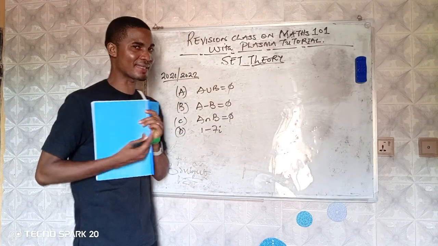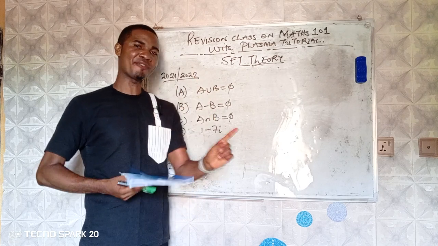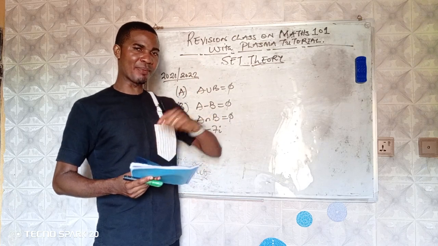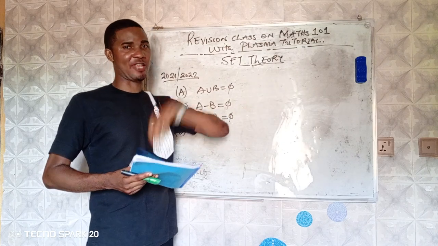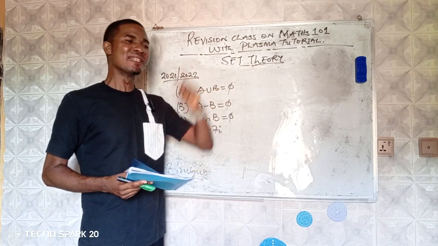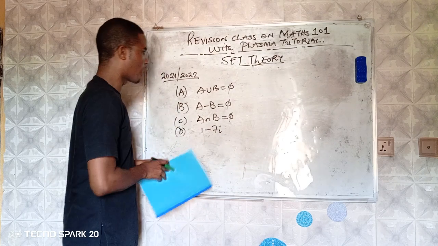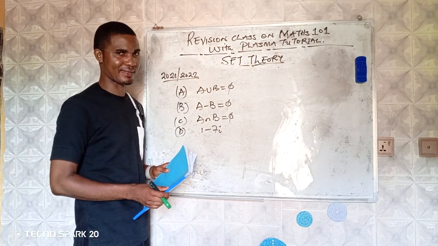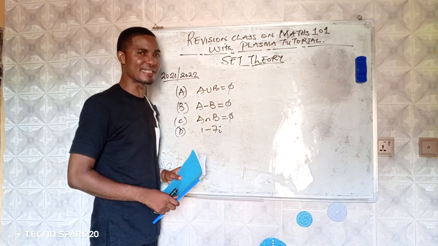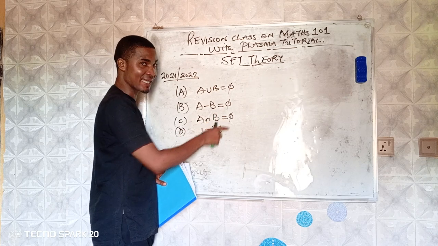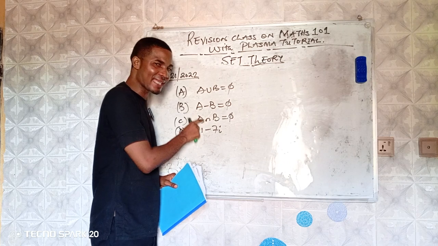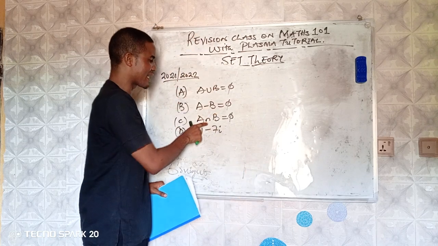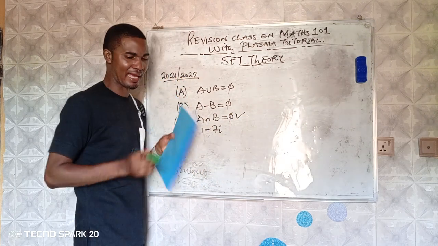Now, remember I said two sets are said to be disjoint if they don't have anything in common. When we say something in common, we mean intersection. When a member belongs to A and also belongs to B, they have that member in common. When these two sets have no member in common, then these two sets are said to be disjoint. So A union B being an empty set does not define disjoint sets. A minus B does not define disjoint sets. But A intersection B being an empty set defines disjoint sets. When A and B have nothing in common, that means what they have in common is an empty set. Then they are said to be disjoint sets. So option C becomes the answer. I believe that is very clear.